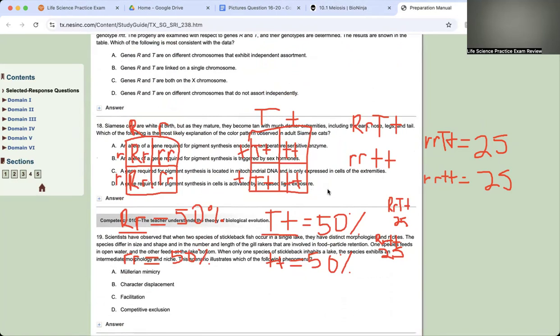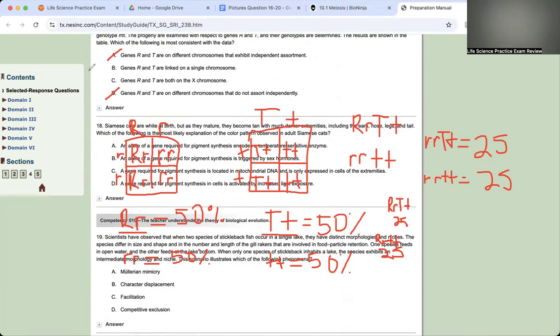The fact that our data does not match theirs tells us that we can eliminate answer choice A. Answer choice A says they exhibit independent assortment. So again, Punnett squares and dihybrid crosses are for genes that are unlinked and follow independent assortment. Since our dihybrid cross data did not match, that means the genes that we're looking at are not assorting independently. So we can get rid of A. We've gotten rid of A, and we've gotten rid of D. So now we're left with B or C.